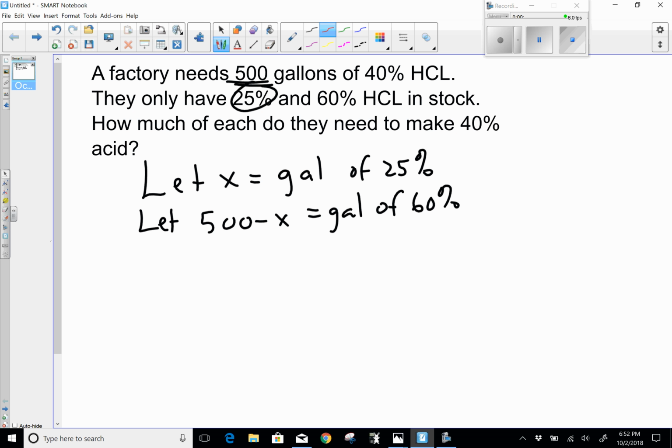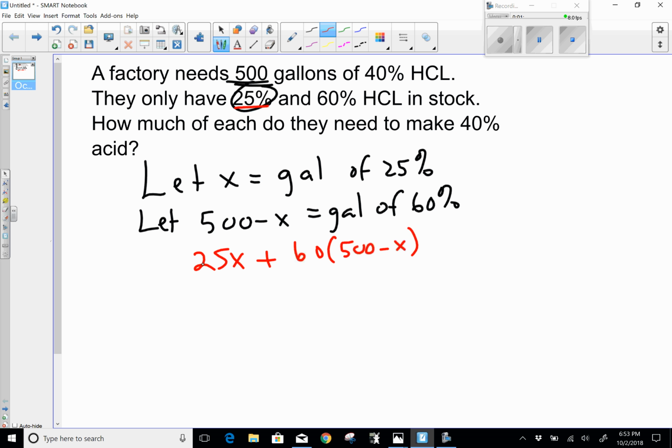So let x equal the gallons of 25%, let 500 minus x equal the gallons of 60%. Now we need to come up with the equation, which is what you said you were struggling with. The percent is 25% of whatever the x is, so 0.25 times x, plus 60%, and what represents our 60% is 500 minus x. So we're going to do 0.60 times 500 minus x.